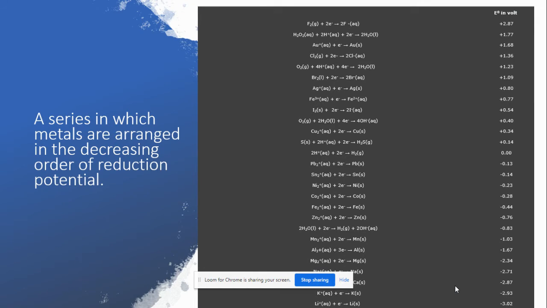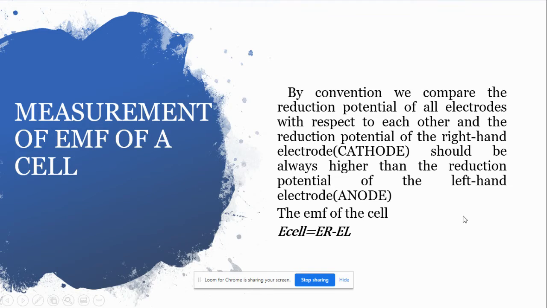Now, what is the EMF series? A series in which the metals are arranged in the decreasing order of the reduction potential is known as the EMF series. The reduction potentials for various metals are given in this table, which you can refer to. Now, how to measure the EMF of the cell?